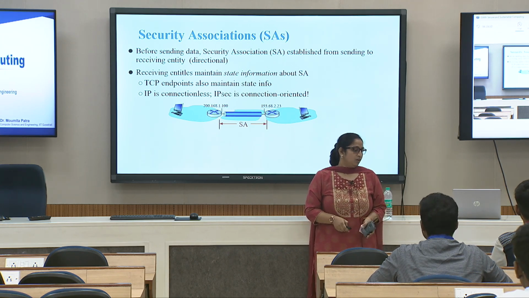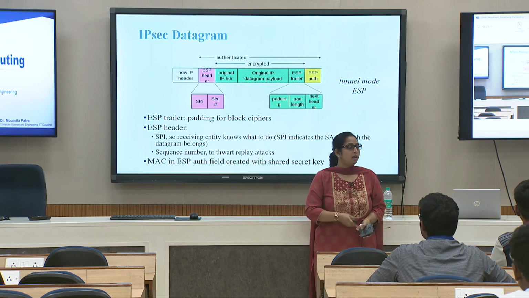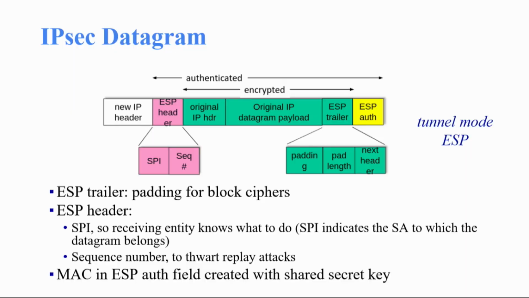All right. Let's see how it does this kind of encryption. First let us see this green part here. We have the original IP header and the original IP datagram payload. With that I am adding an ESP trailer, that has padding, pad length, next header. Now I am adding this and then putting an encryption over it. So that's a fully encrypted part that you have.